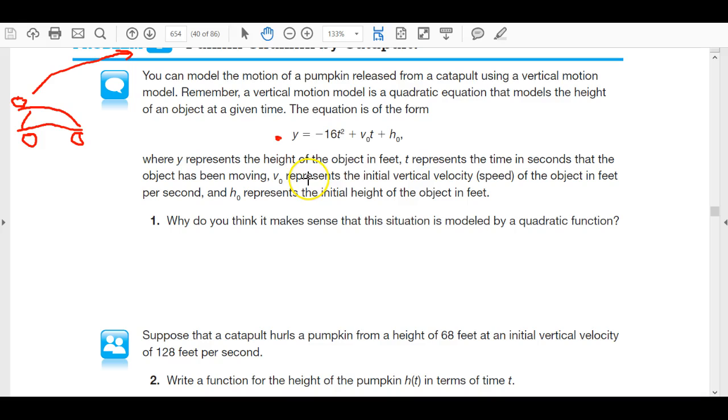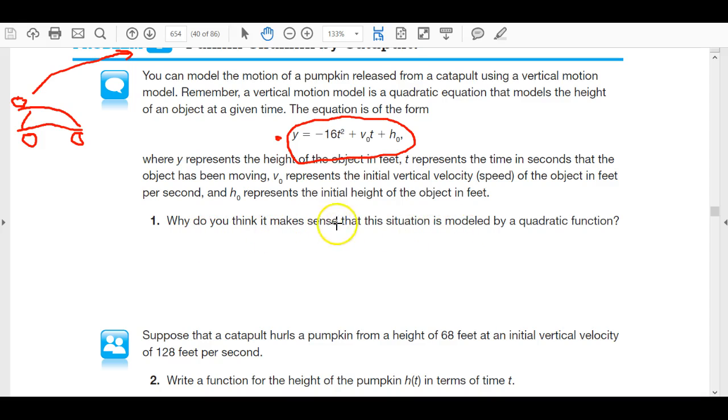So we've talked about vertical motion already and using the vertical motion model, right? And here it is again, where we have negative 16t squared, and t is time in seconds, plus v0 times t. So v0 is the initial velocity or speed. You can think about it as the speed of the pumpkin when it launches, at the time of launch, right? The initial velocity right here. And then we have this initial height of the pumpkin. We think about how high is it off the ground, okay?